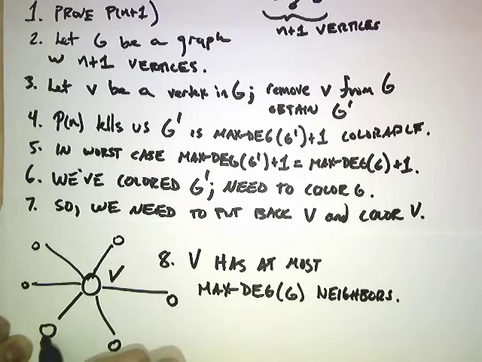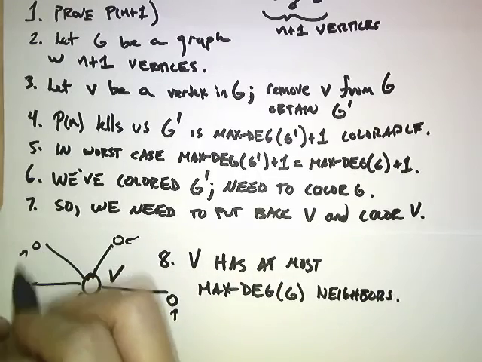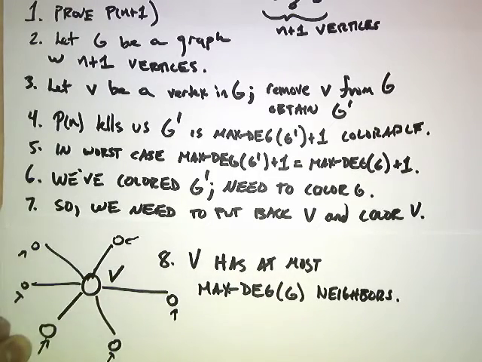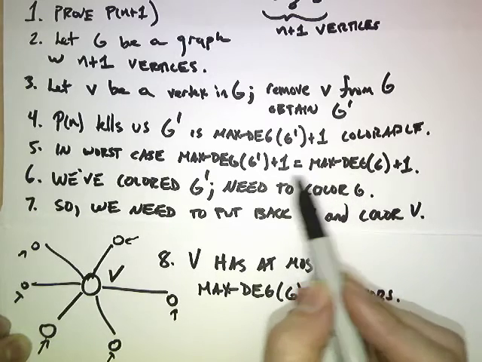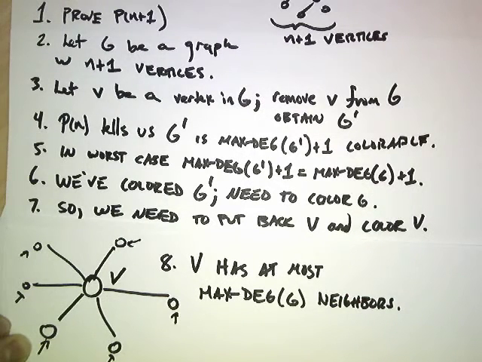Remember, this guy is colored in G prime, it's colored in G prime, and so are all the others. We've already colored all of the neighbors by induction. What if they each have different colors? Then we need to use a new color to color V. Okay, but how many colors do we have to play with? Well, we said that G prime, in the worst case, required max degree of G plus 1 colors. So we're seeing potentially max degree of G colors in its neighbors. That leaves one color left over to color V.